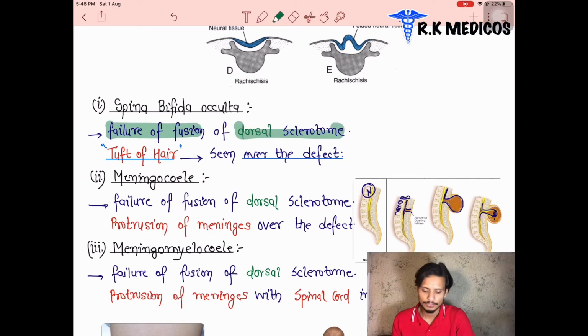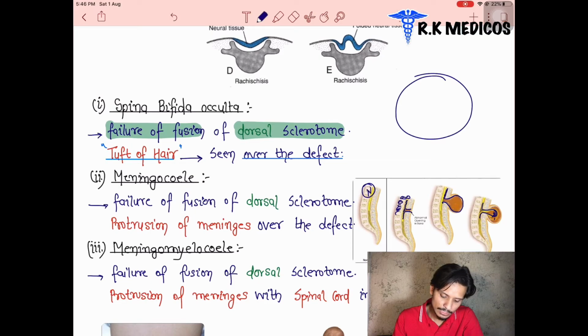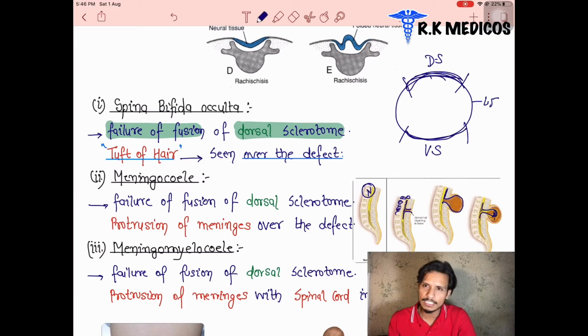I already told you. Suppose this is the structure: this is the dorsal sclerotome, this is the ventral sclerotome, and this one is the lateral sclerotome. If there is no fusion in the dorsal sclerotome, spina bifida occulta, or bifida occulta, develops. Meningocele is also due to the fusion deformities in the dorsal sclerotome.